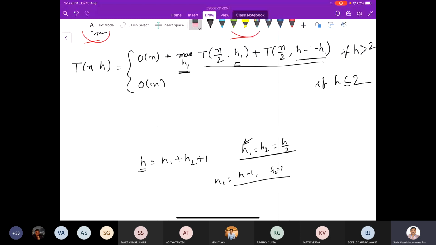Basically, then you have to show this is order n log h. Can you show this one? If you solve this recurrence relation, you'll get n log h.